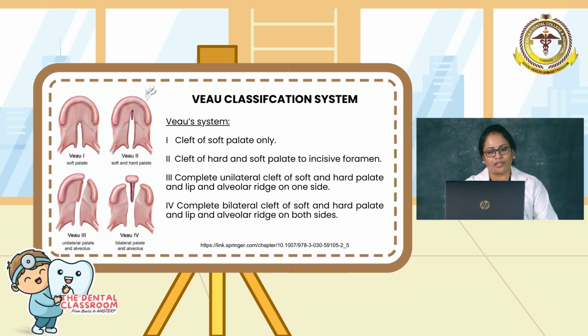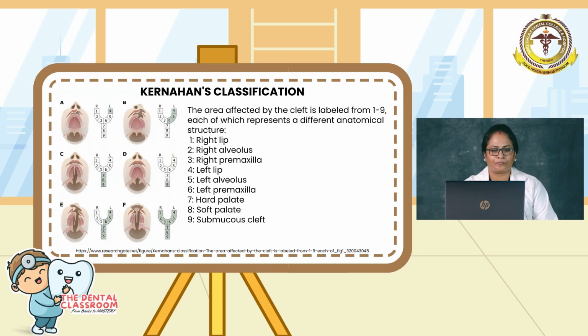And type 4 is more severe. You'll be able to see a bilateral cleft of the soft palate, hard palate, lip and alveolar ridges on both sides. As we move from type 1 to type 4, the cleft progresses from a small split at the back of the mouth to a complete bilateral division involving both the lip and the palate. This is another classification, Kernahan's classification. This gives us a clear way to describe the exact areas affected by a cleft. Think of it like a numbering system from 1 to 9, each number marking a specific site.